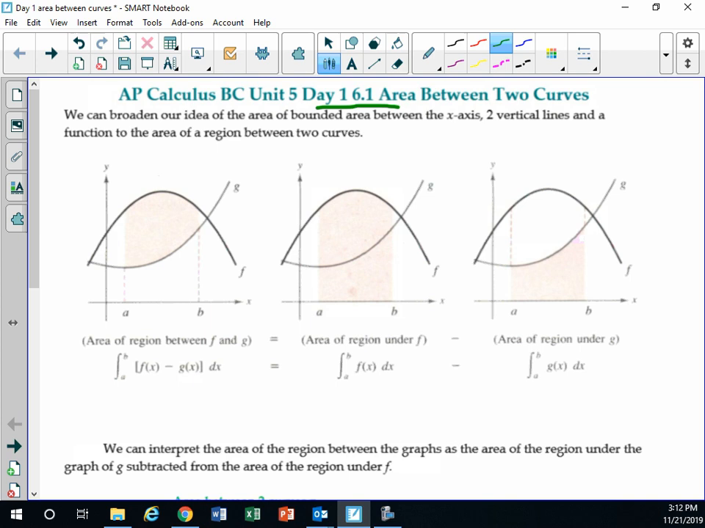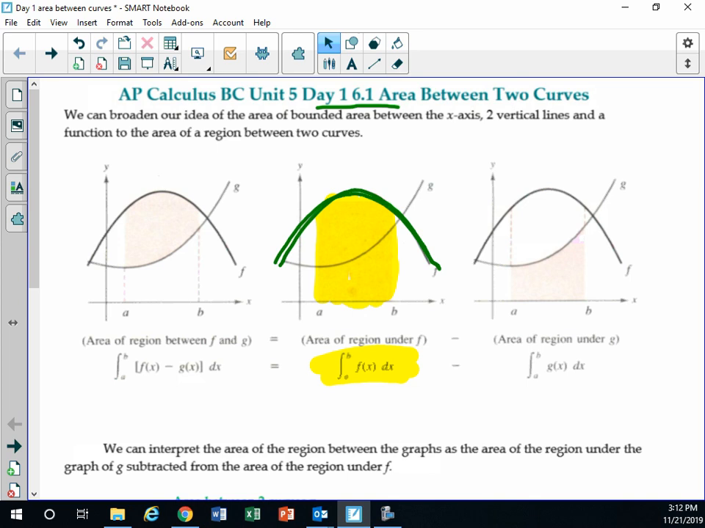So, think about this. If I have this area, this curve F, that's this curve right here, and its shaded region between A and B is right here. And hopefully you get that, and that's why the area of F is the integral from A to B of f of x dx. Hopefully that makes sense.